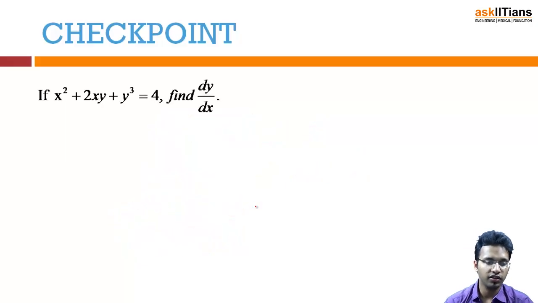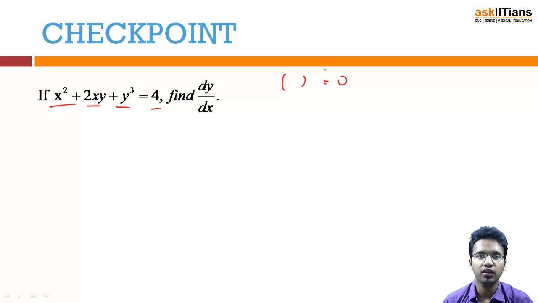It's given x square plus 2xy plus y cube is equal to 4. You have to find dy by dx. Again, simple. But in this question, the difference is I'm going to use the trick. The trick says that you take all the things on one side and write that as 0. Now straight away you can write dy by dx as, okay, minus.